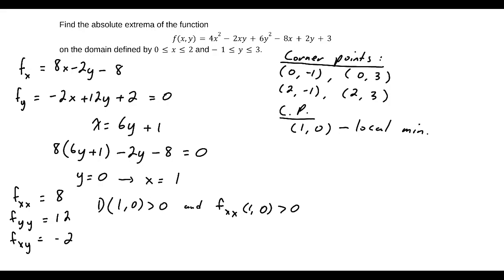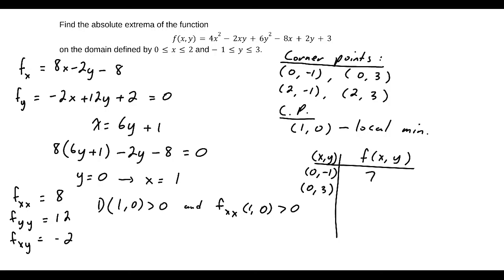So what we're going to do is make a table with these points. The first column is ordered pairs x, y. Next column is f of x, y. And I'll spare you the algebra as I evaluate these, but for the first ordered pair, 0, negative 1, f of 0, negative 1 is 7. Next ordered pair, 0, 3, f of 0, 3 is 63. Our next ordered pair, 2, negative 1, has a function value of 11. For our next point, we have 2, 3, which evaluates to 51 in our original function. And finally, the point 1, 0, which evaluates to negative 1.